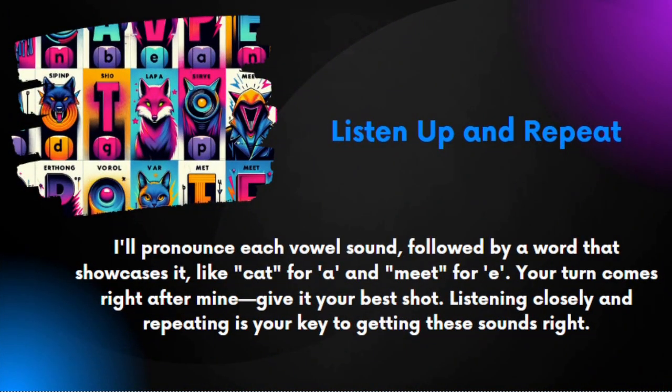So listen up and repeat. I'm going to pronounce each vowel sound, followed by a word that showcases it, like cat for ah, and meat for e. Your turn comes right after mine. You're going to give it your best shot. Listening closely and repeating is your key to getting these sounds right.